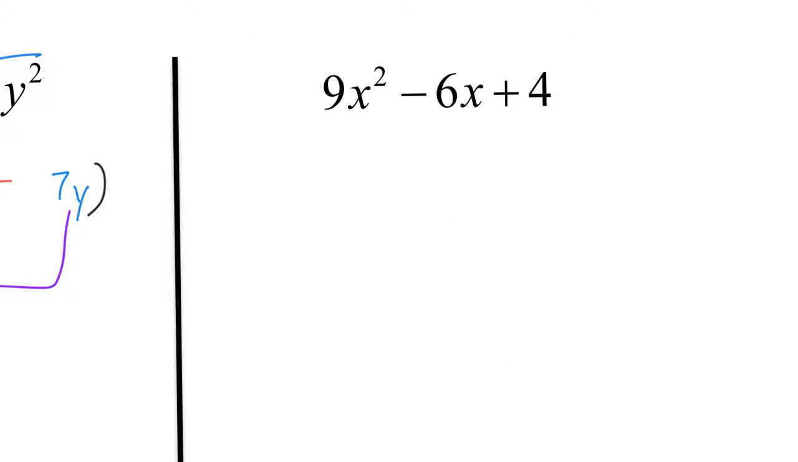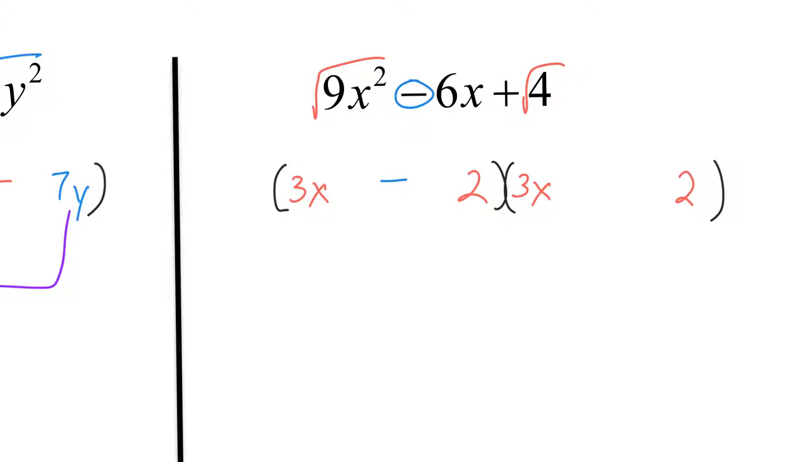So let's try this one here: 9x squared minus 6x plus 4. We know that the first term, 9, is a perfect square number. The last term, 4, is a perfect square number. So when you factor, you are going to use the square roots of the numbers. I'm going to take the square root of 9x squared. That's going to be a 3x and a 3x over here. And the square root of 4, well, that'll be 2 and 2. The 2 doesn't need a variable, because the 4 doesn't have a variable. It's just a number. And the sign in the middle is a minus. I'm going to put a minus here and a minus over here.